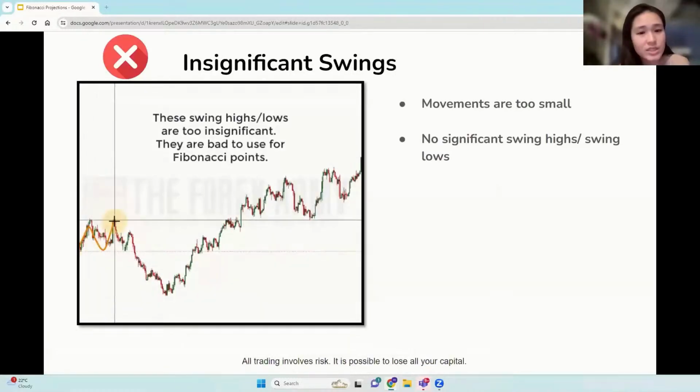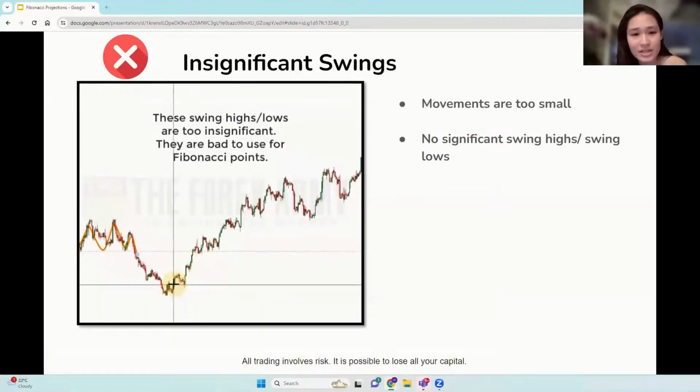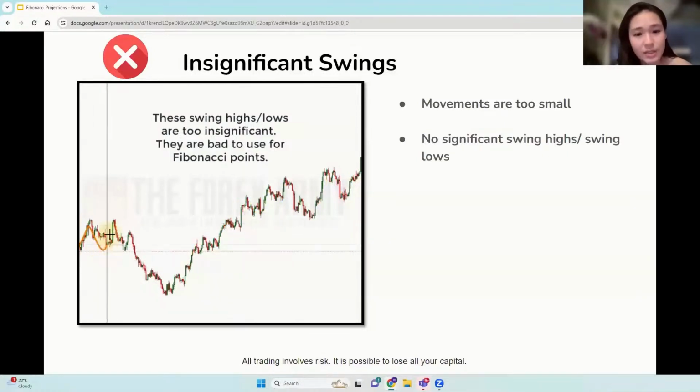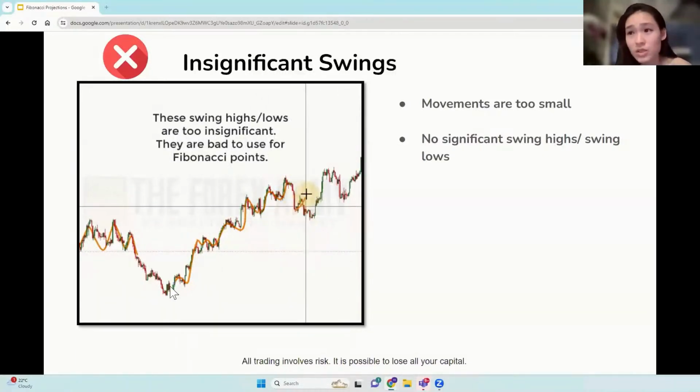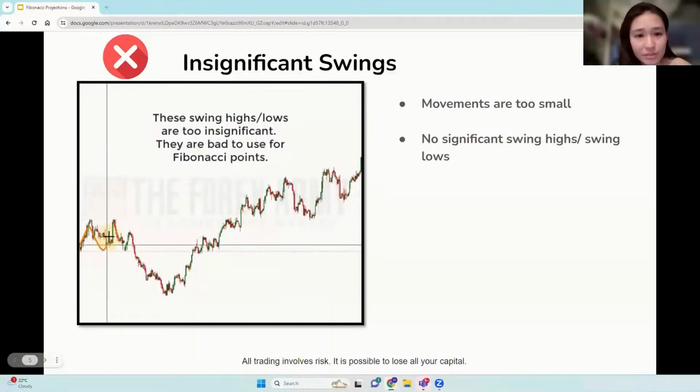Okay, so let's first look at an incorrect example. So here's an example of an insignificant swing, which are typically bad points to use for Fibonacci starting and ending points. Price movements here are too small and there are no significant swing highs or swing lows. So you can see we're drawing out the shape, and this is the kind of shape that you want to avoid.